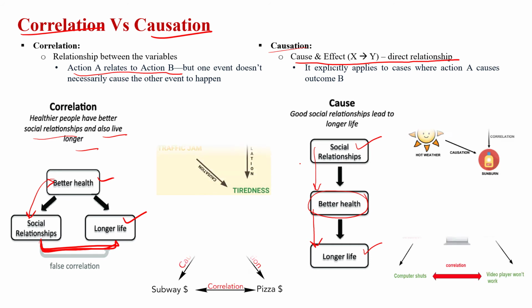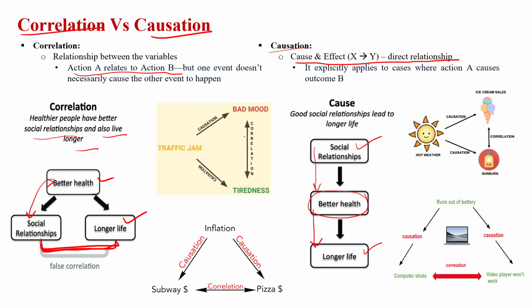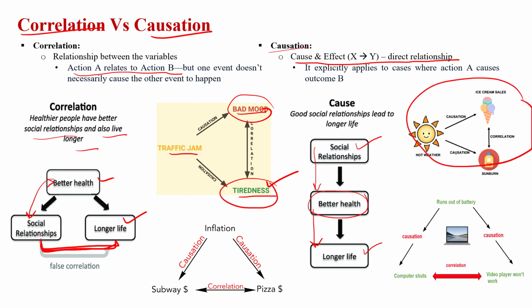Let's take some more examples. Similarly, we can say that a traffic jam can cause a bad mood. Similarly, a traffic jam can cause tiredness, whereas bad mood and tiredness have a correlation. The more bad mood we have, the more tiredness we have.